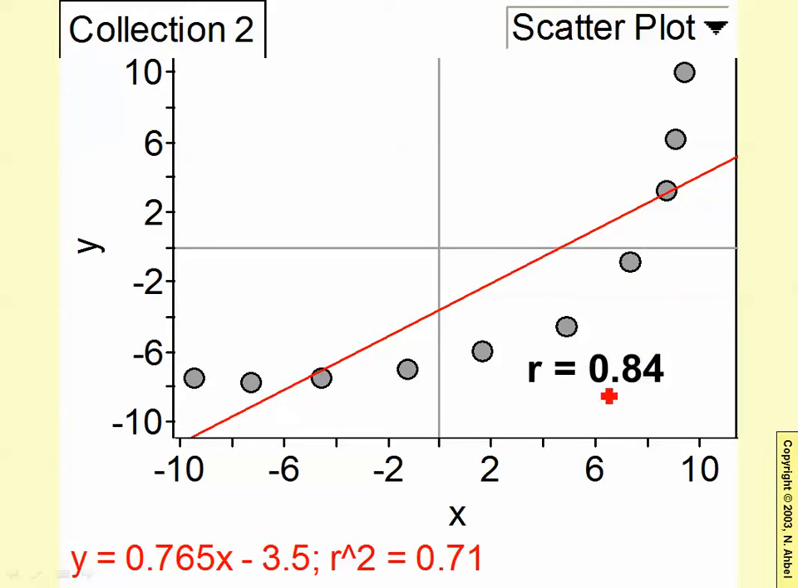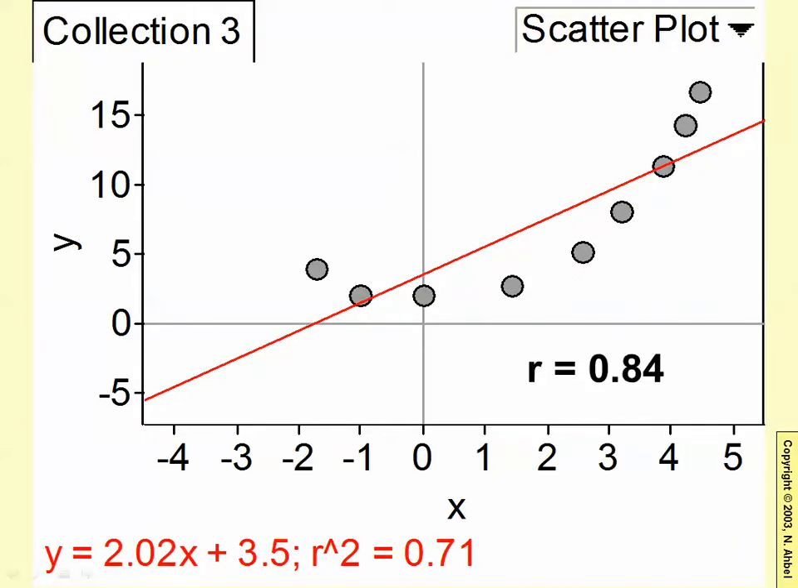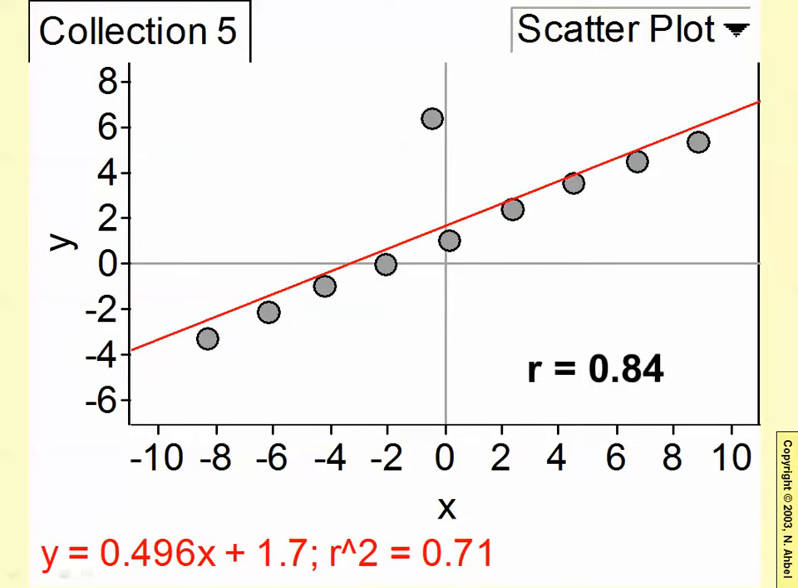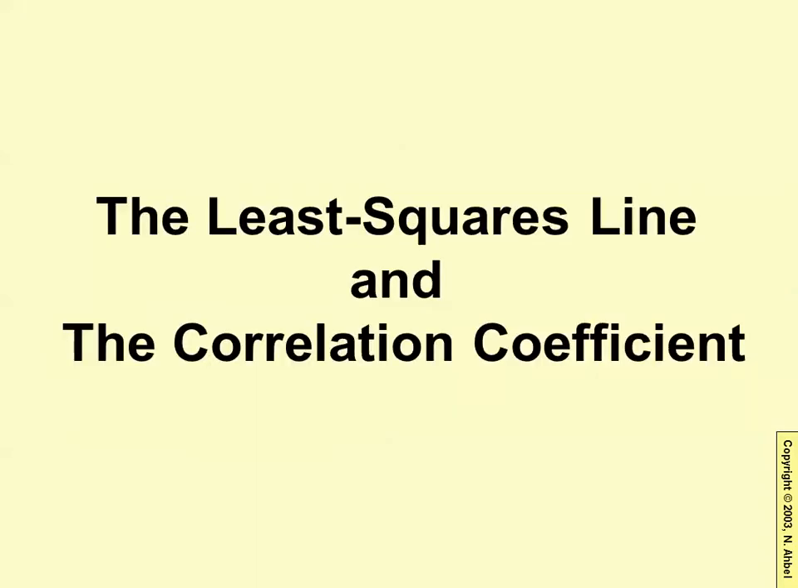Anyway, this only tells us the strength of the linear correlation. It's not telling us about any other models. So all of these are cases in which the correlation coefficient is 0.84. There are an infinite number of scatter plots that have any given R value. And that's a brief introduction to the least squares line and the correlation coefficient.